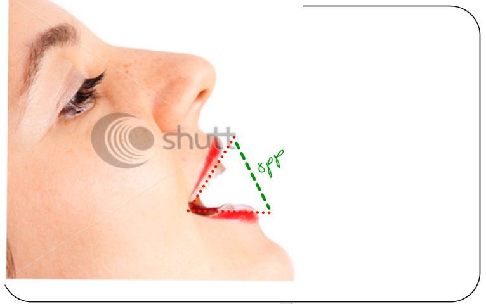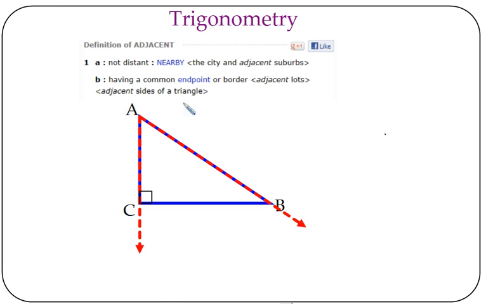Okay, adjacent. What if we wanted to start with adjacent instead of the opposite? Before we do anything else, just got to make sure that you notice this is your hypotenuse. If we don't label your hypotenuse, it can get confusing. Okay, so let's look at adjacent. It means not distant, nearby, having a common endpoint or border.